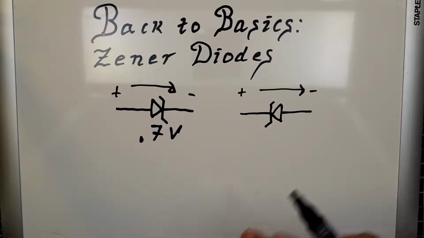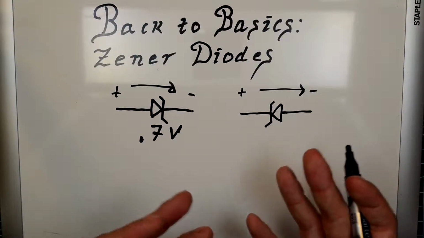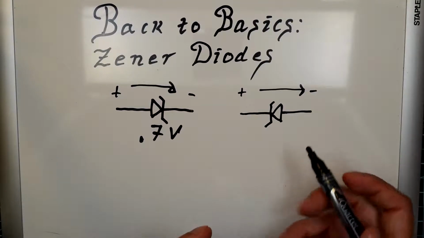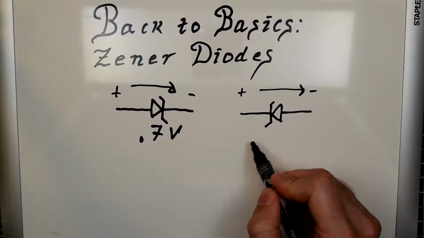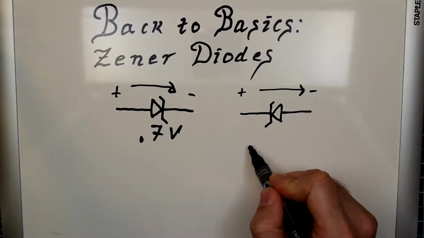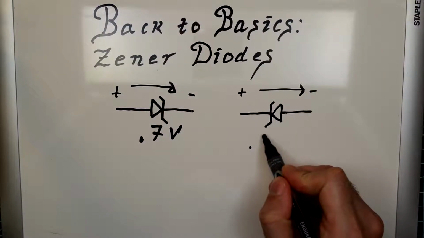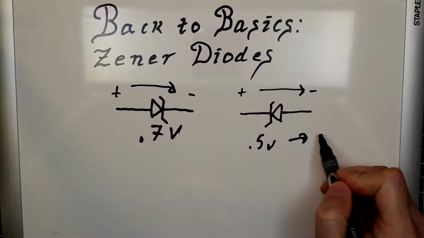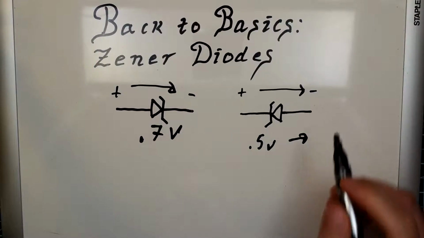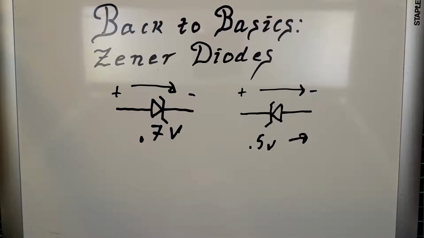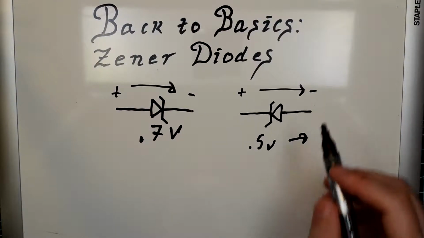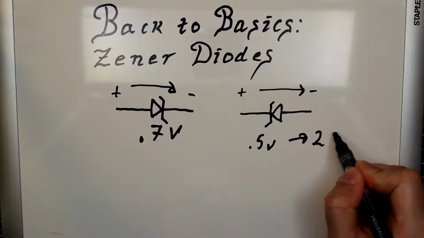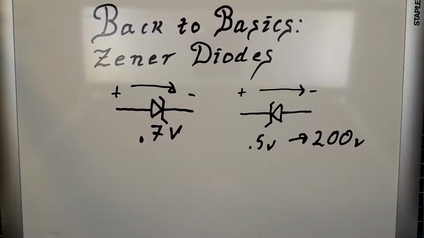Now, depending on how the doping is done and the construction of the Zener diode is done, this voltage can be anywhere from, I think the minimum is about 0.5 volts, all the way up to several hundreds of volts, I think. Yeah, the highest Zener voltage is 200 volts.